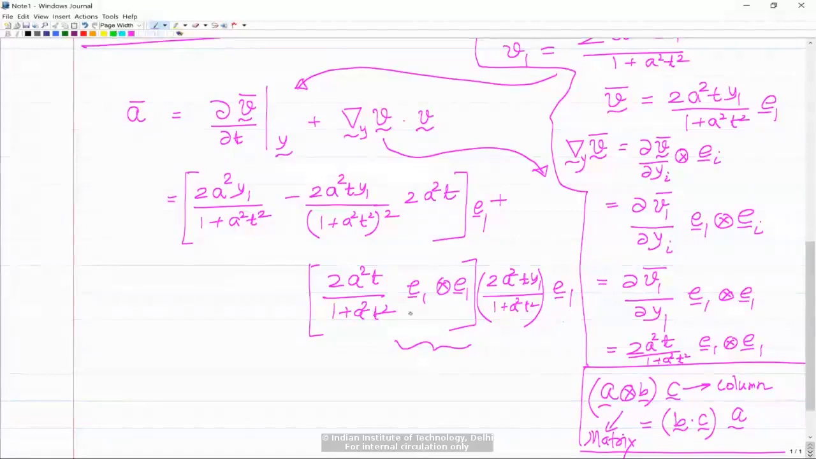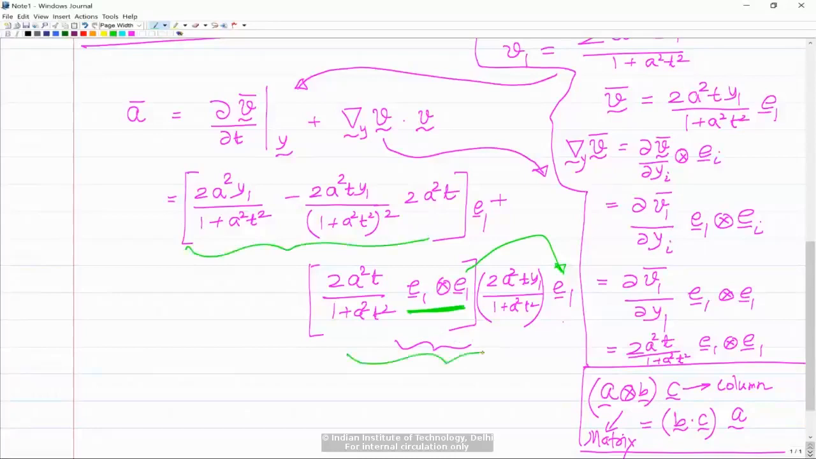Okay, so having seen that, you see that here we have this second order tensor which has to multiply with this vector e1. So it becomes e1 dot e1 into e1, and e1 dot e1 is 1, right? So it is then simply e1. So what you see is that the local component is also along e1 and the convective component is also along e1, which makes sense also, right, for this particular example.